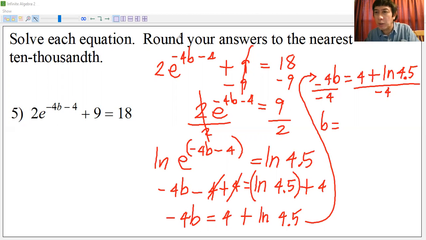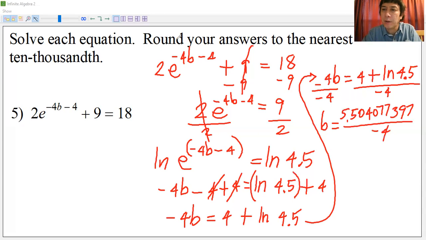So if you're going to compute that, we will have ln 4.5, then we add 4. The value there is 5.5.40777397, dividing this by negative 4. And the final answer will be divided by negative 4. And we have negative 1.376019349.